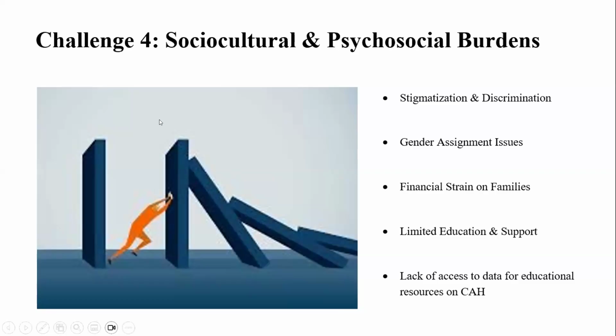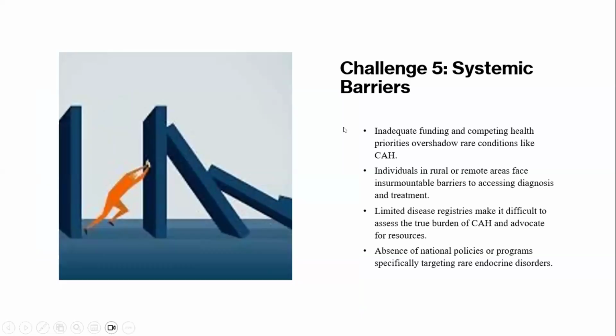And the fifth and final challenge is systemic barriers. So this speaks to the first one, weak health systems. Inadequate funding and competing health priorities overshadow rare conditions like CAH. And then there's also geographic isolation. Individuals in rural or remote areas face insurmountable barriers to accessing diagnosis and treatment. And then the lack of data, which is limited disease registries, makes it difficult to assess the true burden of CAH and advocate for resources.